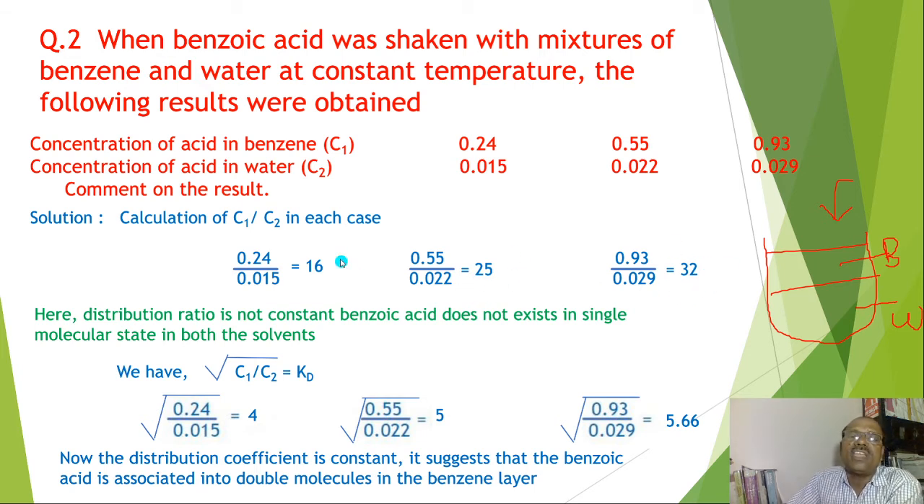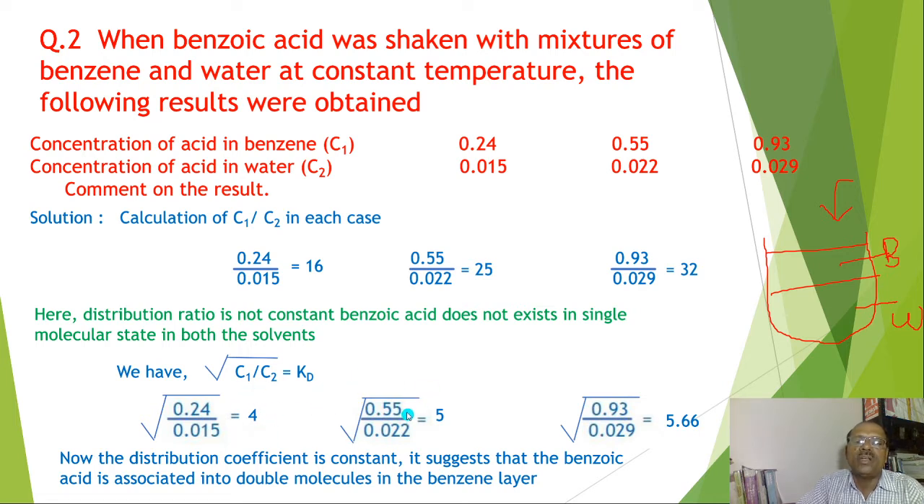Means the value of K is not constant in this case. And hence, the benzoic acid does not exist in a single or molecular state in both the solvents. Then we have to use the next formula, that is root of C1 upon C2 is equal to Kd. Take these values and under root. Root of 0.24 upon 0.015 gives the value 4.